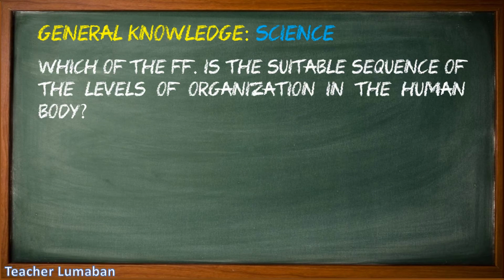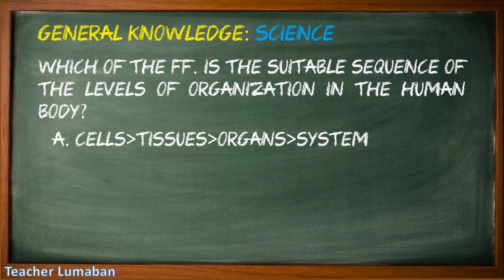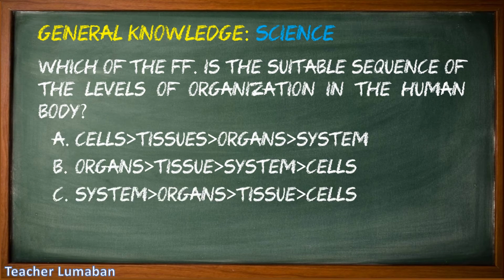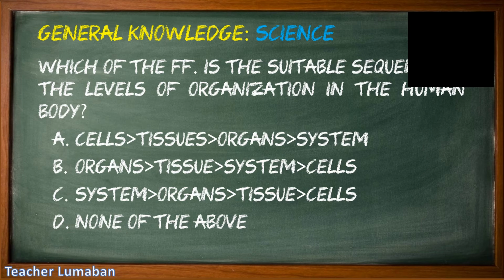Which of the following is the suitable sequence of the levels of organization in the human body? Letter A, cells, tissues, organs, system. Letter B, organs, tissue, system, cells. Letter C, system, organs, tissue, cells. Letter D, none of the above. Please choose the suitable answer to the following choices in 5 seconds.